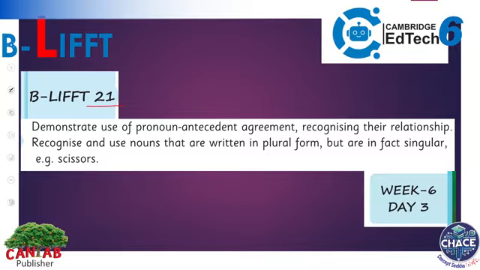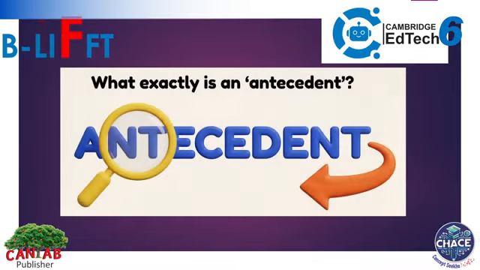Today's learning outcome number 21: Demonstrate use of pronoun-antecedent agreement, recognizing their relationship. Recognize and use nouns that are written in plural form but are in fact singular, for example, scissors. What is a pronoun antecedent?